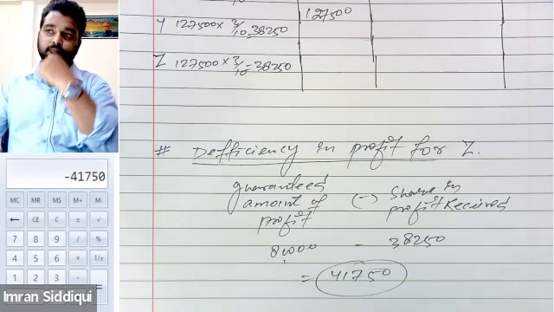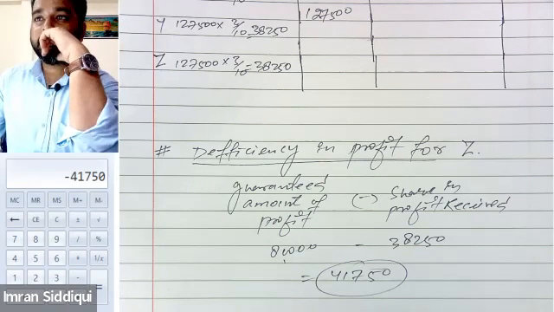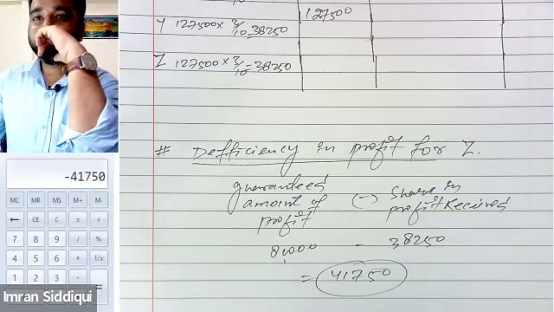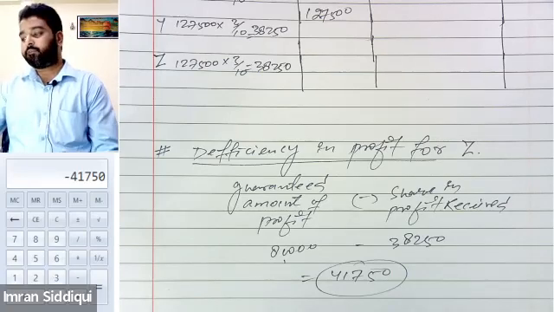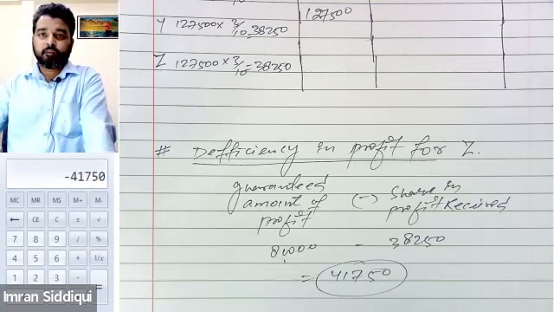Heba, Khushi, Mariam. Are you able to find out any mistake in my calculation? There is a mistake, guys. Let me tell you, there is a mistake. What mistake is there? See, let's come back to the question and try to understand.